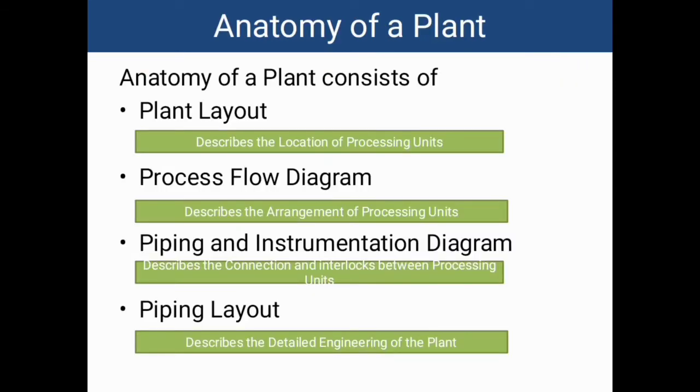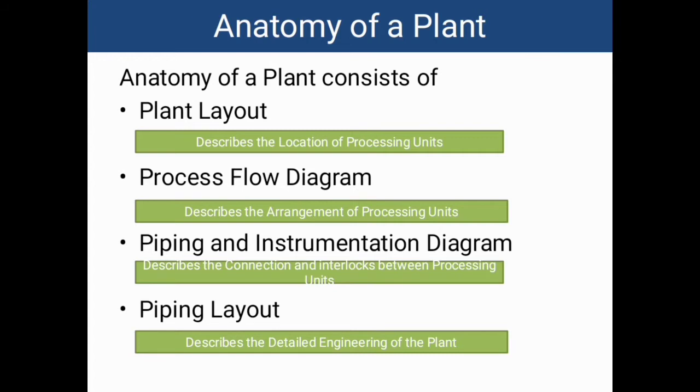So next we will see what is the anatomy of a plant. The anatomy of a process plant consists of plant layout, process flow diagram, piping and instrumentation diagram, and piping layout. Once you enter the plant as a graduate engineer trainee, you are a raw material from the institute, so you have to thoroughly understand the anatomy of the plant. The first thing you have to learn is plant layout.